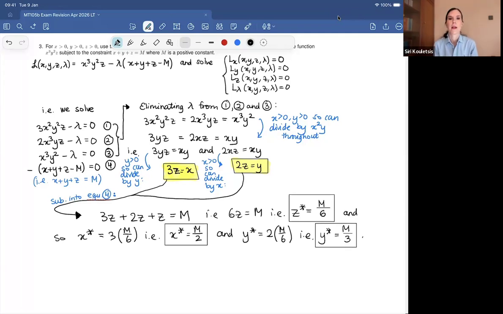That is the final answer. Notice we're only asked here to find the values of x, y, and z that maximize the function x cubed y squared z subject to the constraint that x plus y plus z equals m. We weren't asked to find the value of the function at the maximum, but a question in the exam may ask you to do that. So then you just evaluate the expression for the function we are optimizing at the values x star, y star, and z star.